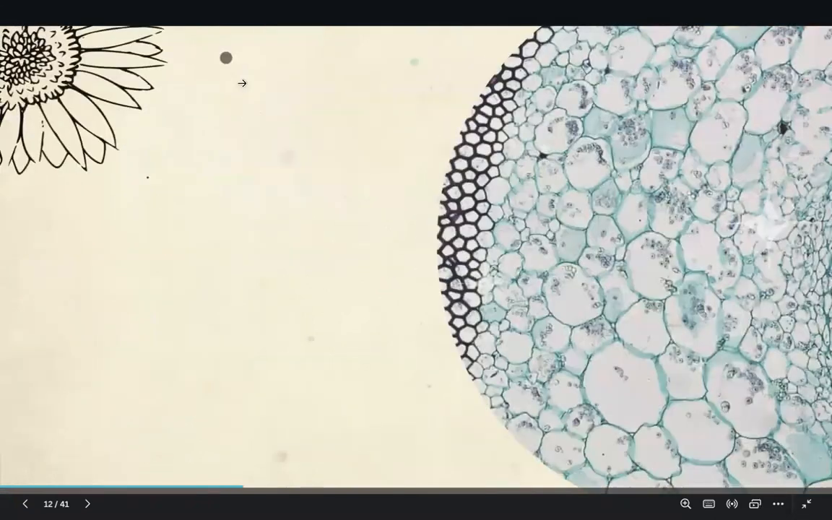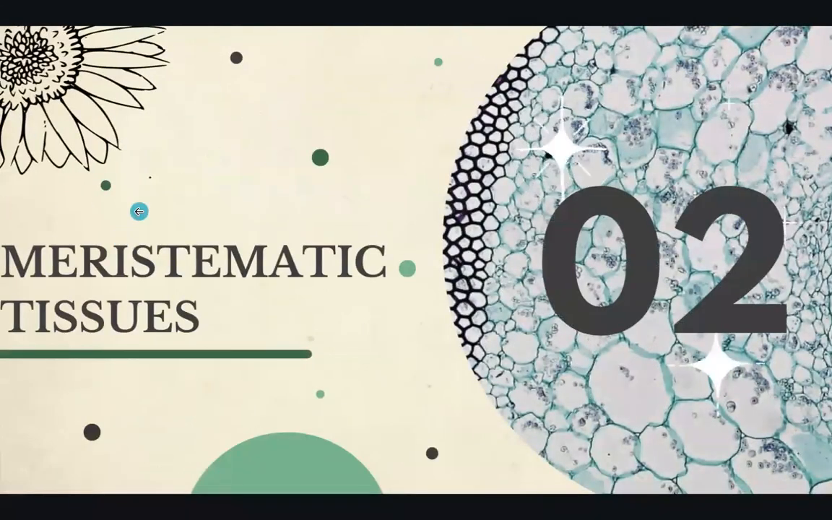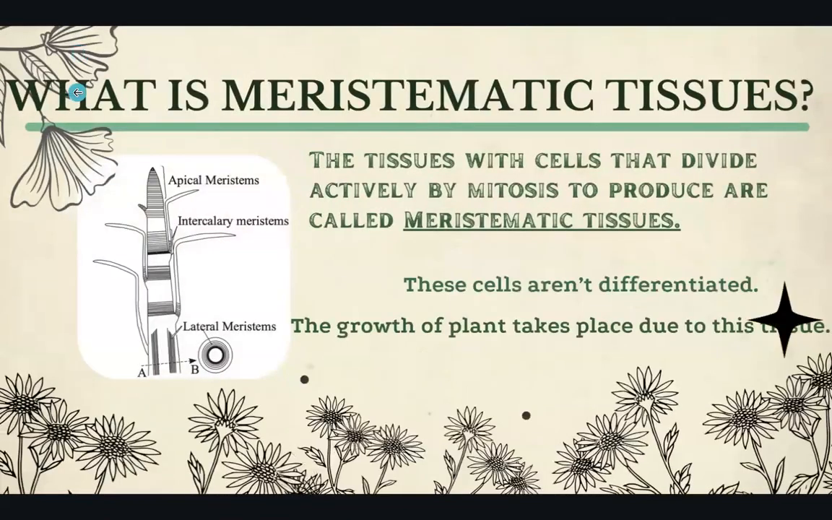Next, well, meristematic tissues. Well, what is meristematic tissues? Tissues with cells that divide actively by mitosis to produce new cells and to perform specific functions in the plant body are called meristematic tissues. As I said before, tissues that can actively divide the cells to produce new cells.